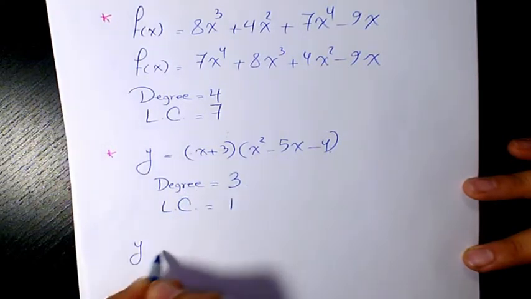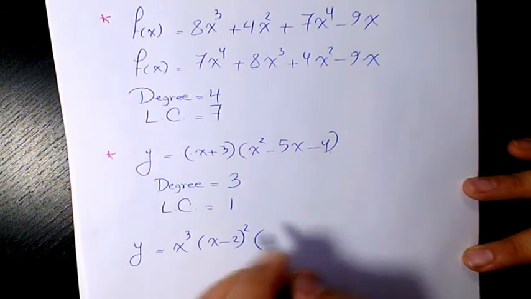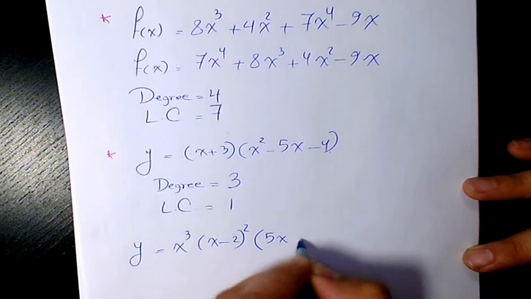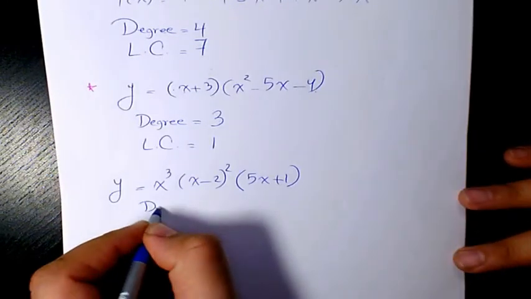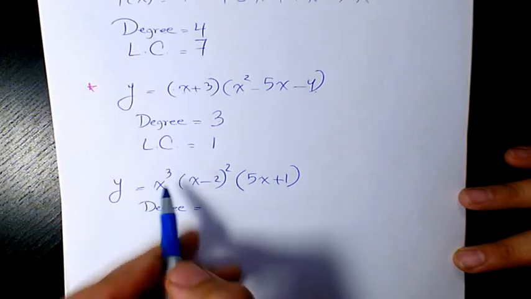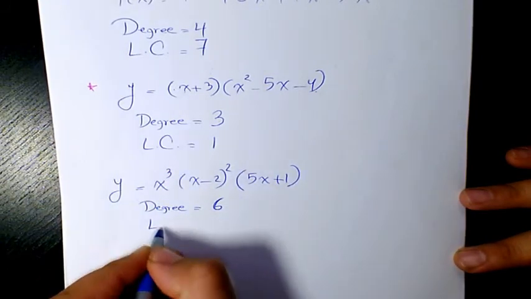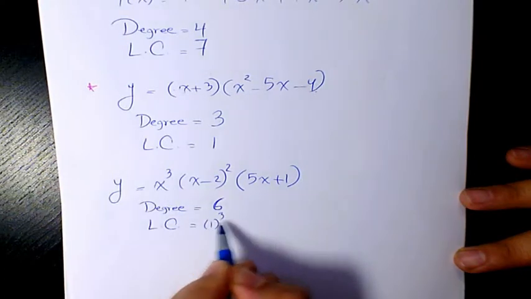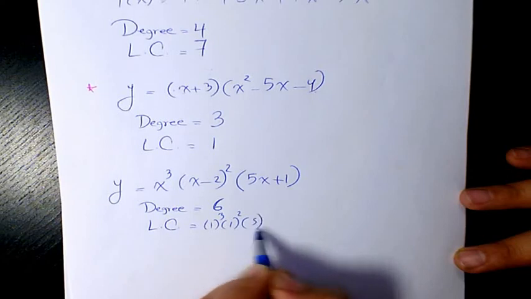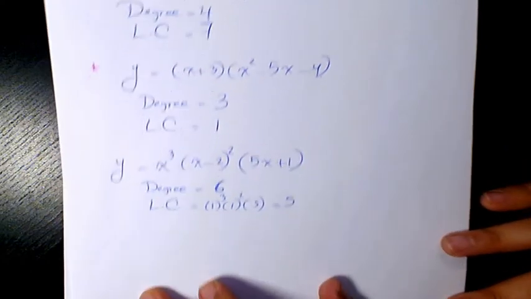Next example. We have x cubed times x minus 2 squared times 5x plus 1. What is going to be the degree? The degree of this function will be 3 plus 2 plus 1. So we have 6. What about the leading coefficient? Leading coefficient is going to be 1 cubed, 1 squared times 5. So the answer is going to be 5.